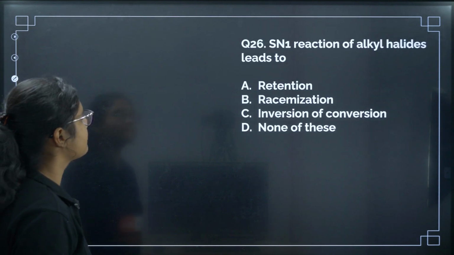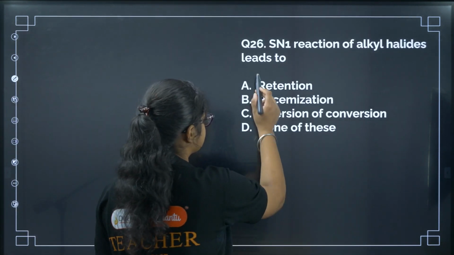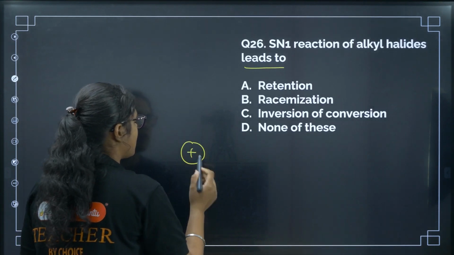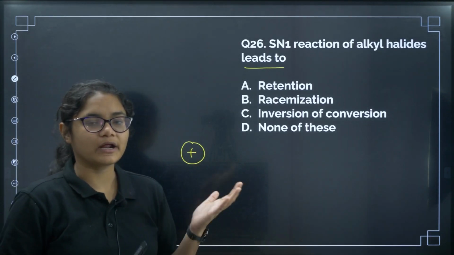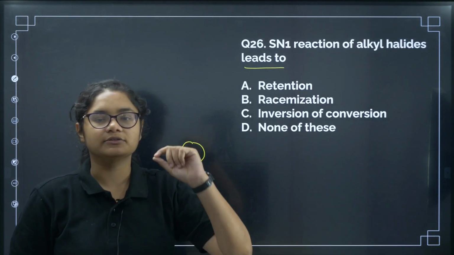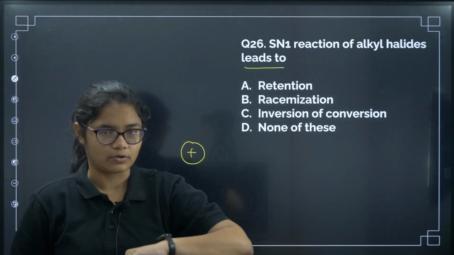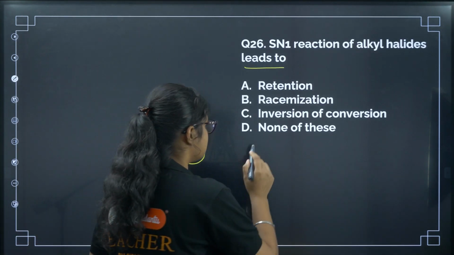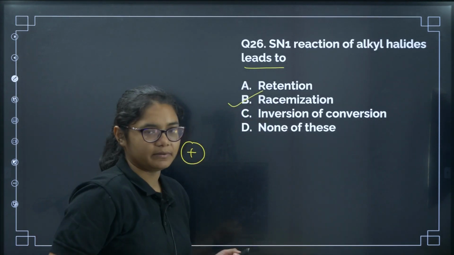Okay, next one. SN1 reaction of alkyl halides leads to what? There is a carbocation formed as the intermediate. The carbocation intermediate is a planar molecule. So a nucleophile can attack from the top and can also attack from the bottom. So we will get a mixture of products, that is racemization. So the correct answer is option number B.